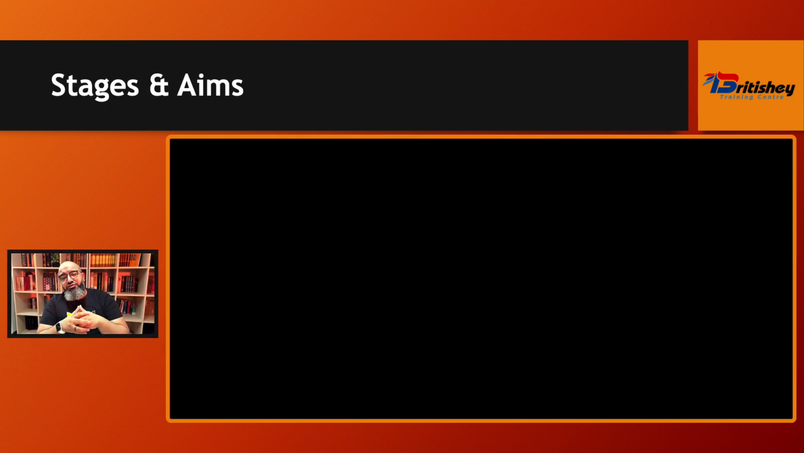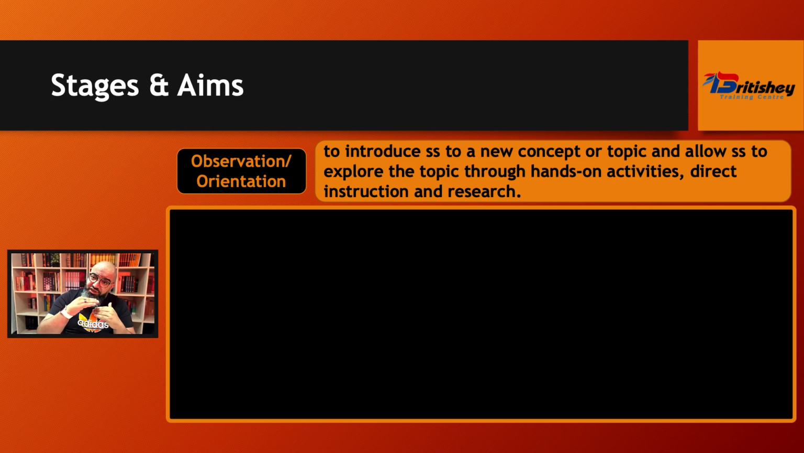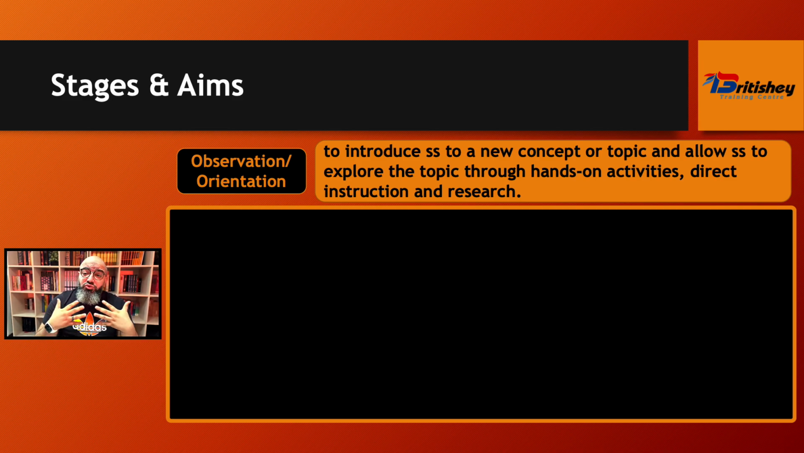Now, what are the stages of the IBL or EBL framework? There are 5 main stages in this approach. The first one is what we call observation or orientation. In this stage, you introduce the topic, and you can do that using direct teaching or using guided discovery or using self-directed discovery. The most important thing in this stage is to make your students interested in the topic you intend to teach. That's very important.